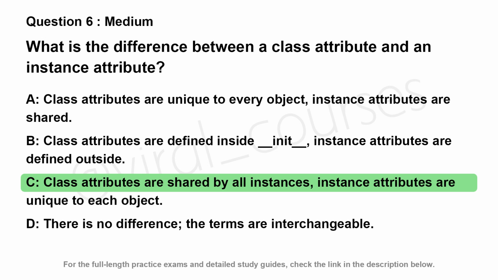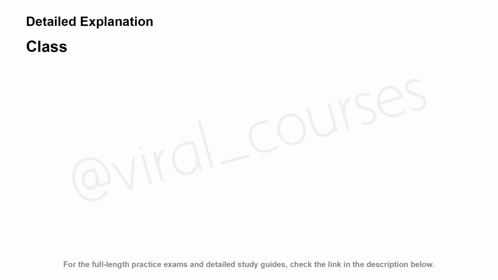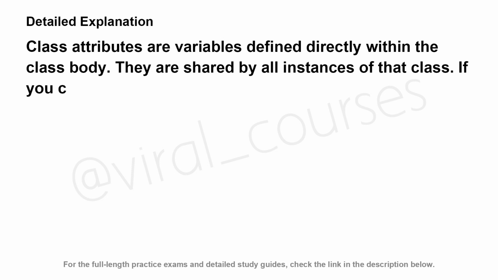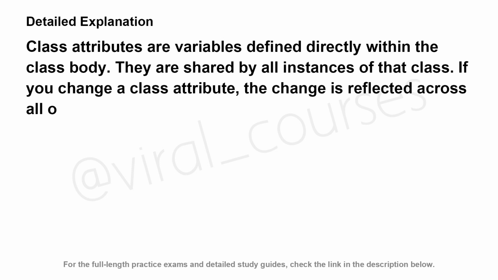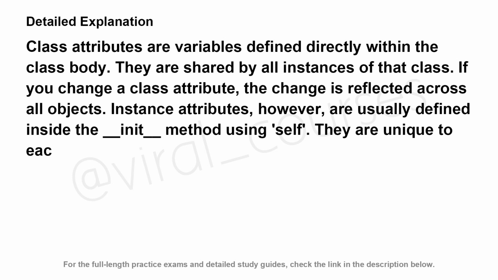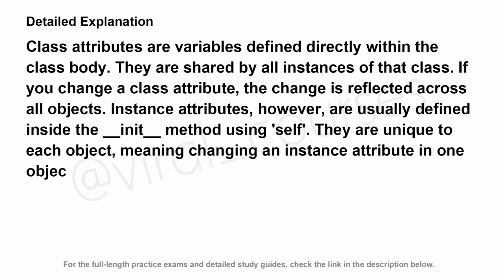The correct answer is C. Class attributes are variables defined directly within the class body. They are shared by all instances of that class. If you change a class attribute, the change is reflected across all objects. Instance attributes, however, are usually defined inside the __init__ method using self. They are unique to each object, meaning changing an instance attribute in one object does not affect others.